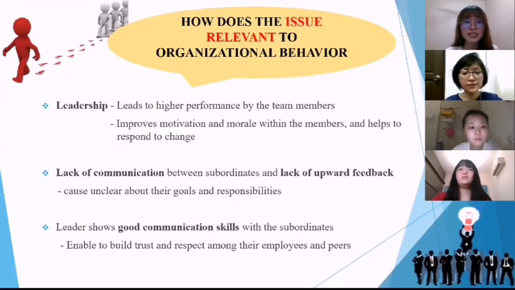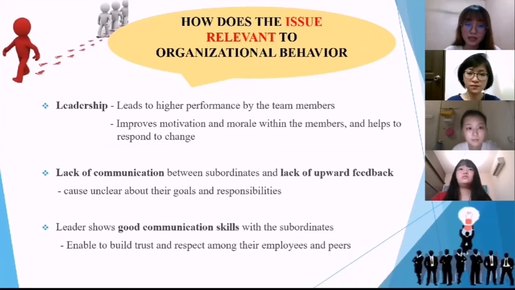Now I will continue to present how the leadership issue is relevant to organizational behavior. Leadership is very important in a company as it leads to higher performance by the team members. It improves motivation and morale among the members and helps them respond to change.